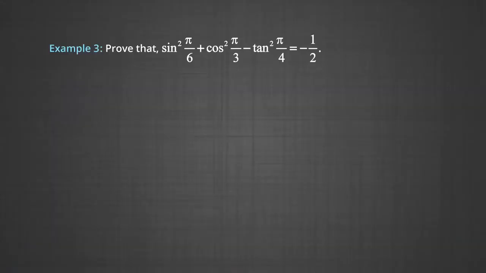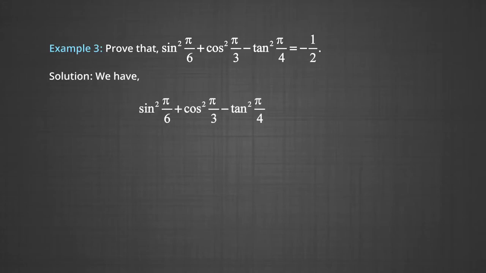In example 3, we will try to find out the value of sin square pi by 6 plus cos square pi by 3 minus tan square pi by 4. So, we will prove here that this is equal to minus 1 by 2.